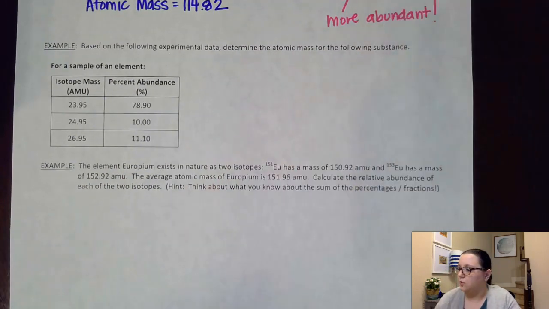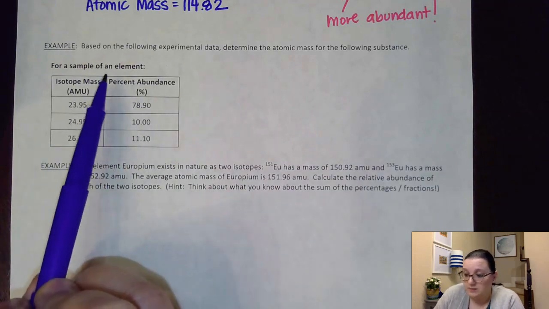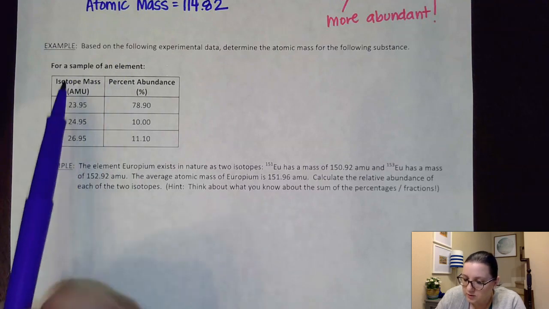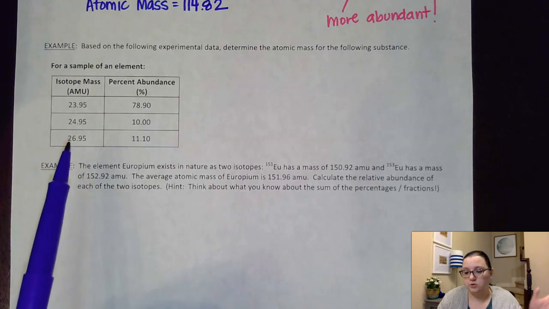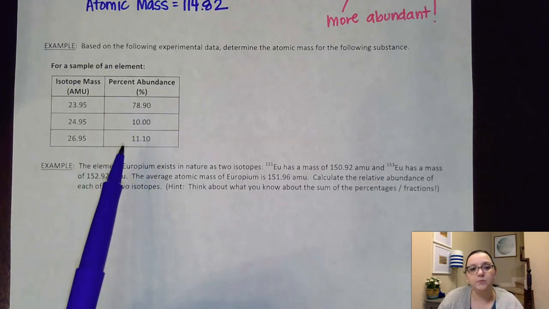Just to give you a quick refresher on how to do a simple problem with average atomic mass. This gives us some information about some element that we don't know what it is. It gives us the isotope masses here, and so instead of giving us a mass number of protons plus neutrons, they've given us an exact mass, so we'll use that. And they've given us the percent abundances.